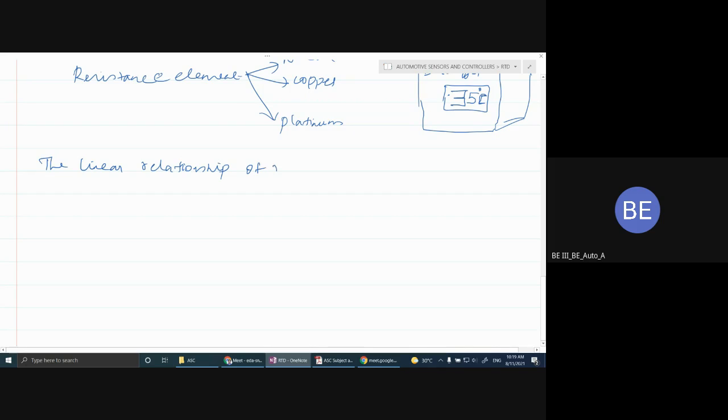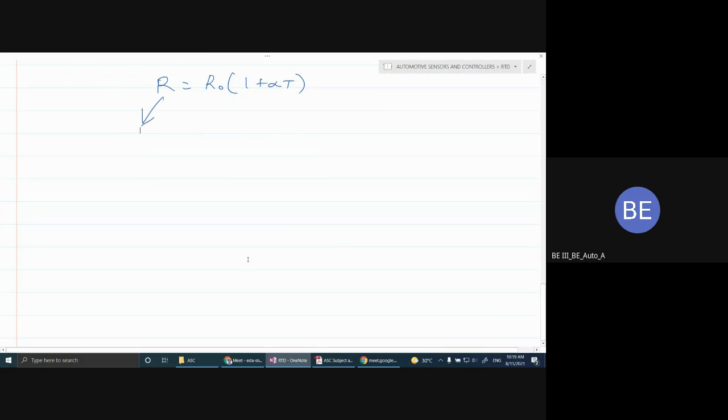So the linear relationship of resistance and temperature in resistance temperature detectors is given by the equation R = R0(1 + αT). What do you mean by this R? Anyone? That is the resistance at a temperature T degree Celsius.